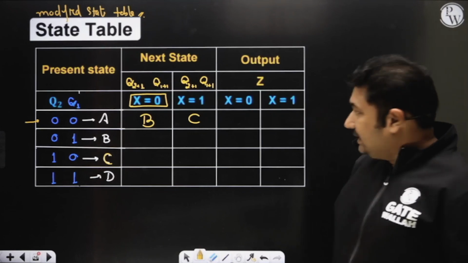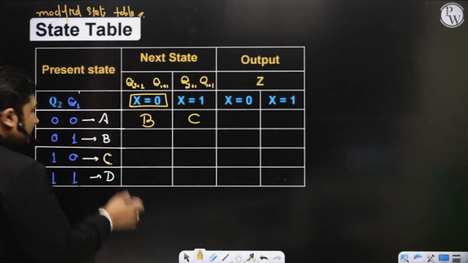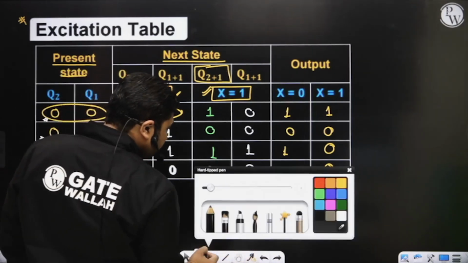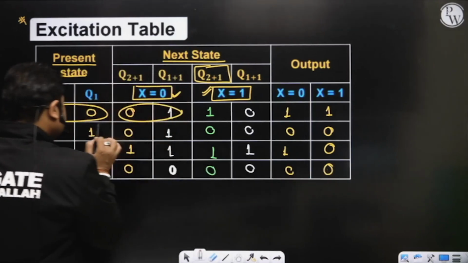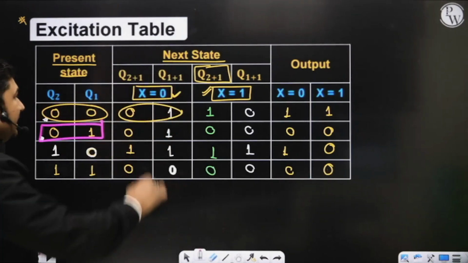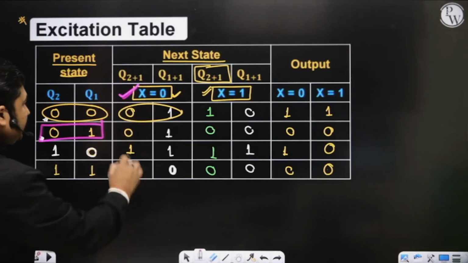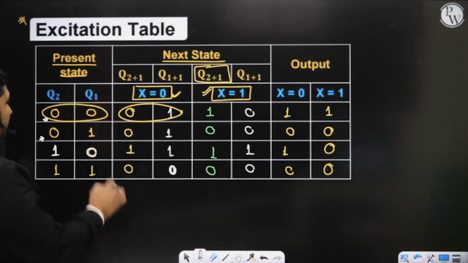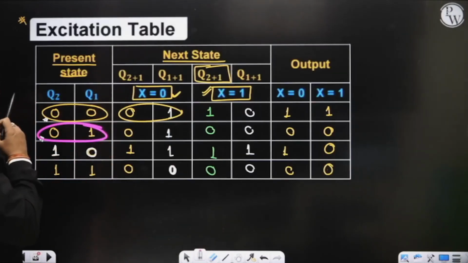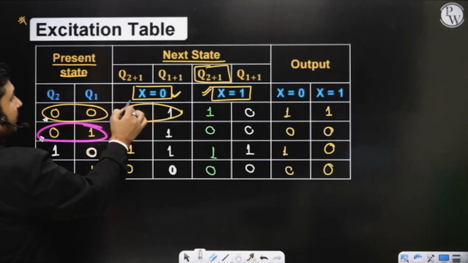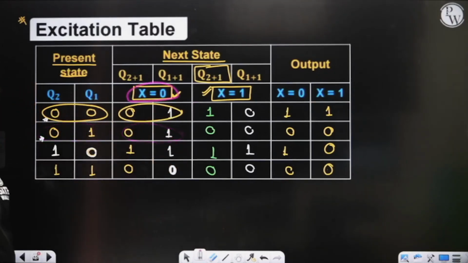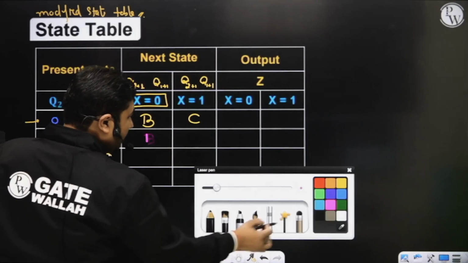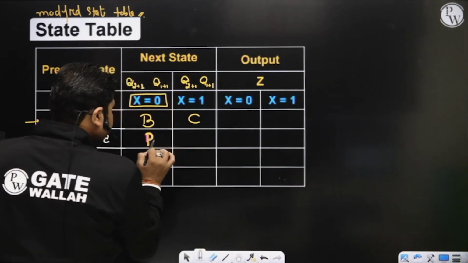Is it okay? Great. Again observe. If the present state is B, with the input x equal to 0, the next state is 0, 1. 0, 1 is state B only. So if the present state is B with input x equal to 0, the next state is 0, 1 only, which means state B. We can write here state B.